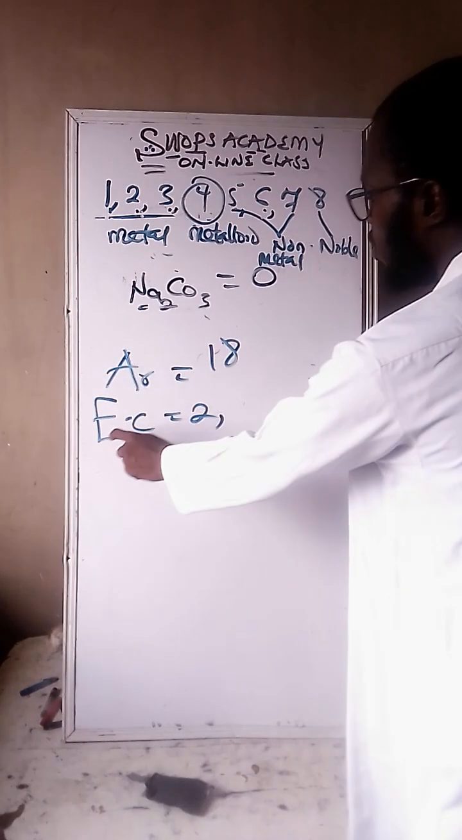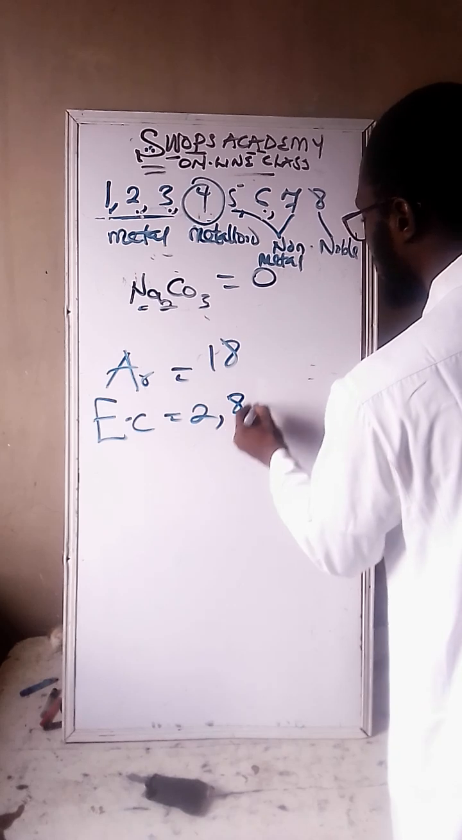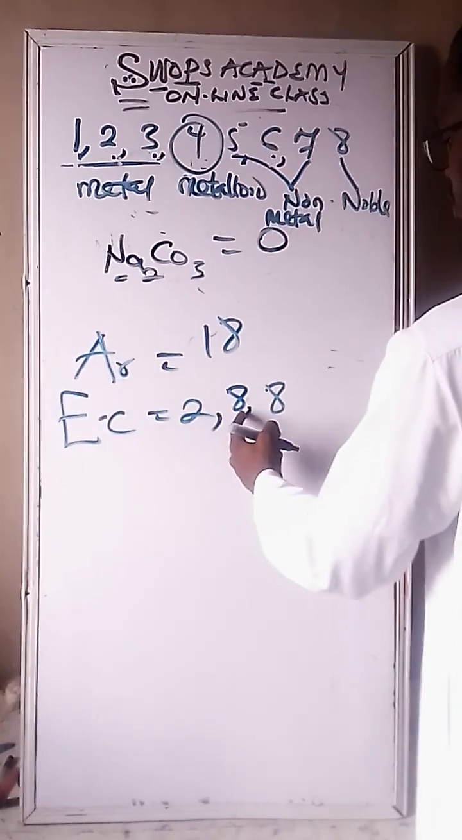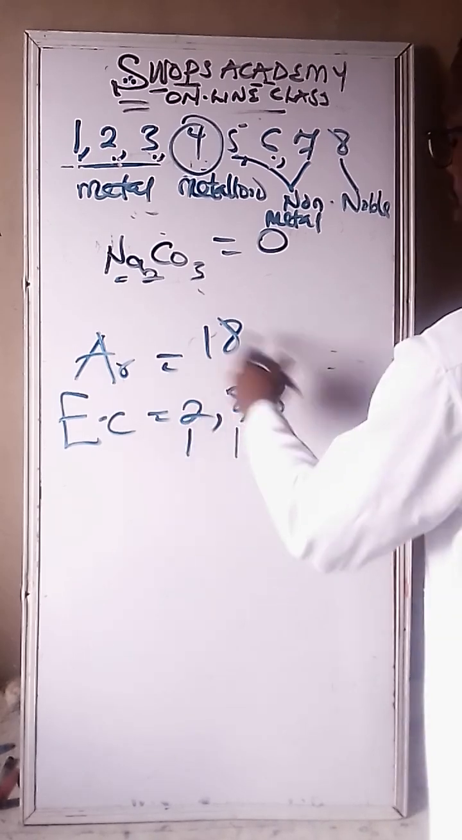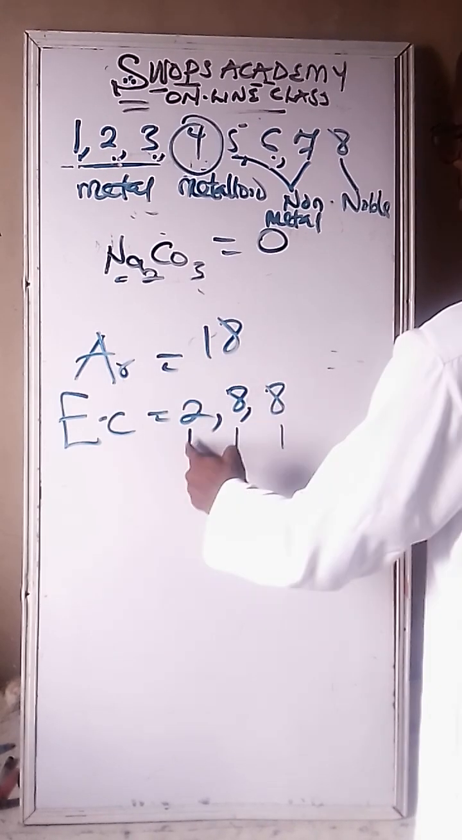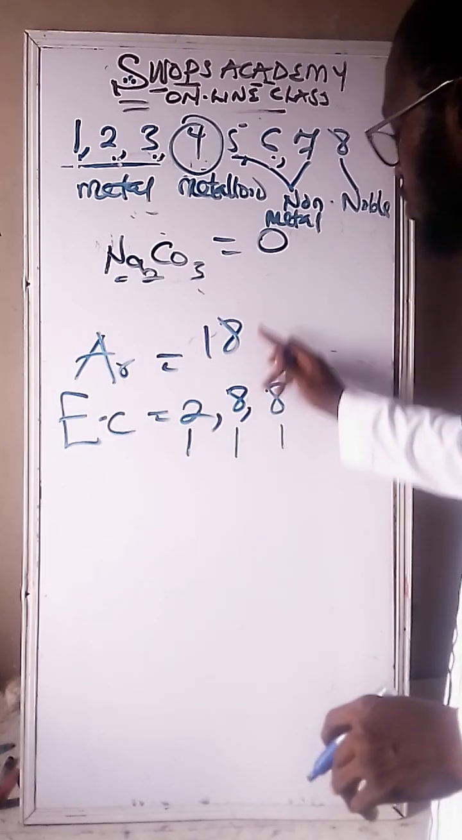Note, the electronic configuration of this one is 2, 8, 8. This is 2 plus 8. This is the duplex, this is the octet. How many shells do we have? 3 shells. This is the duplex shell, maximally 2. This is the octet shell, which is 8.